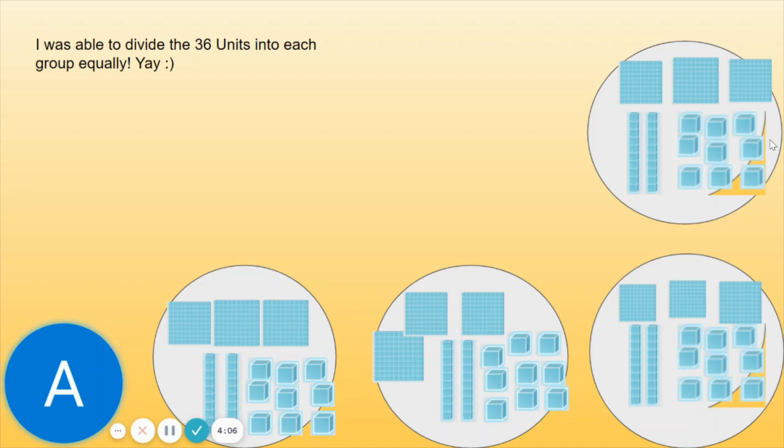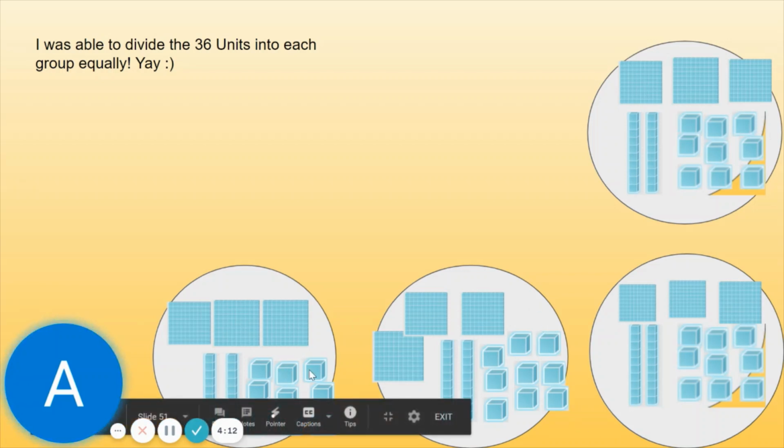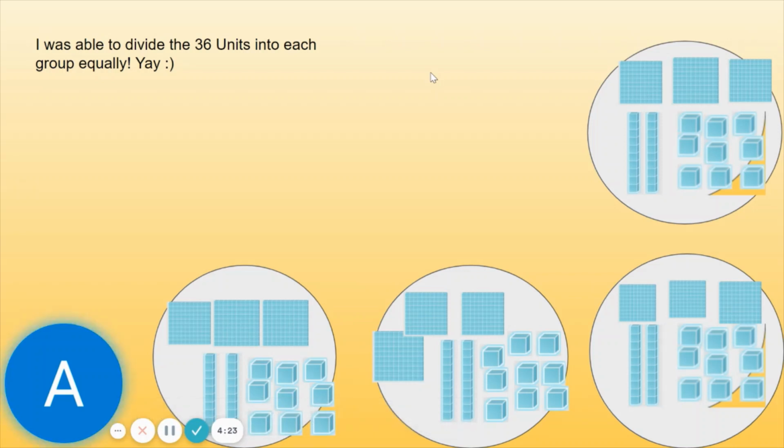Yep, I'll have 36, and I was able to divide the 36 units into each group equally. So let's make sure that's true. I have 1, 2, 3, 4, 5, 6, 7, 8, 9. 9, 18, 27, 36. Yep, I was able to use all my units and put them into each group equally.